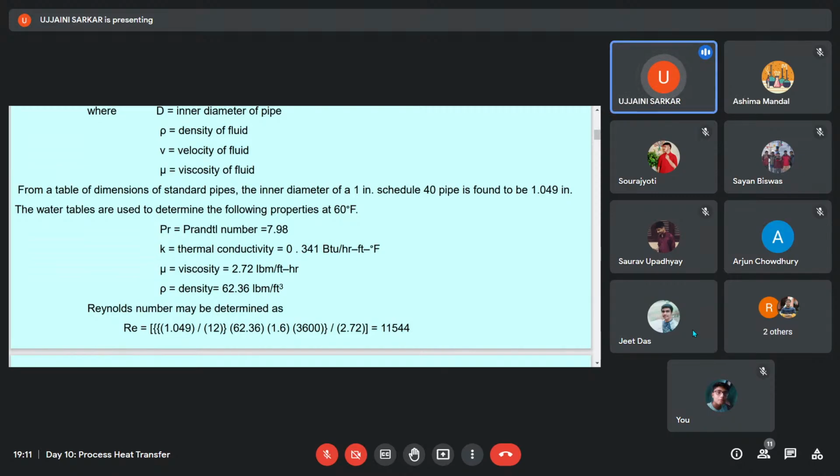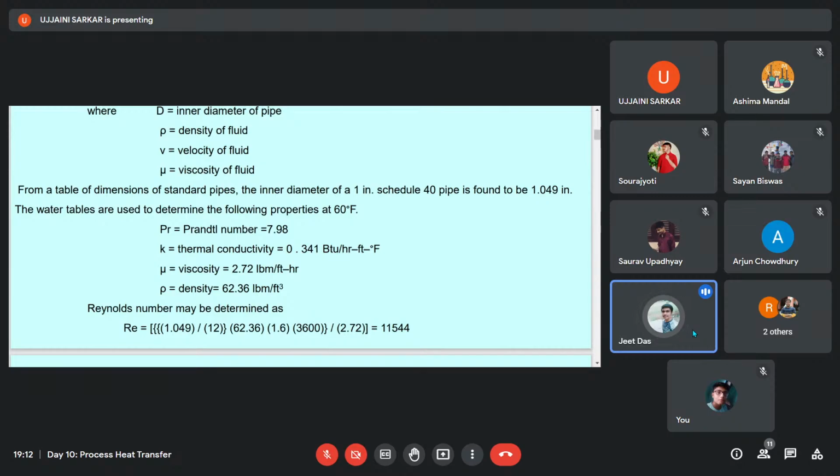In degree centigrade, what is the temperature coming? 60 degree Fahrenheit is equal to 15 degree centigrade. So at 60 degree Fahrenheit water, what is the Cp value coming? Ma'am, in kilojoule per kg Kelvin, it is 4.18.